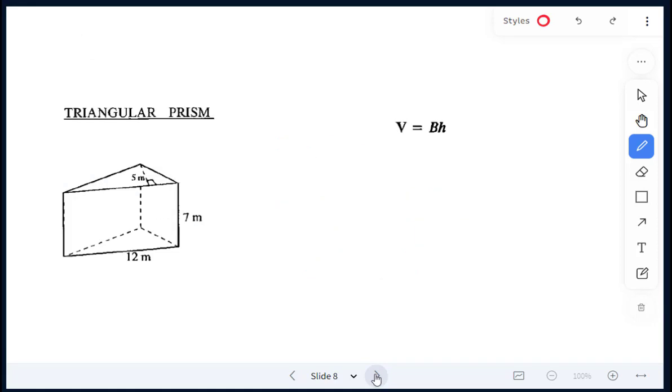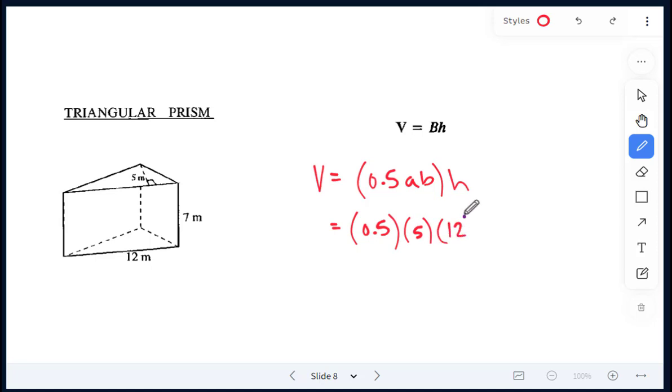Okay, next we're looking at triangular prisms. So area of the base is a triangle. So our formula for area of a triangle is 0.5 AB, and we multiply that by height. The altitude of that triangle is 5. The base is 12, and the height is 7 meters. All right, and that gives me my answer of 210, and the unit is meters cubed.